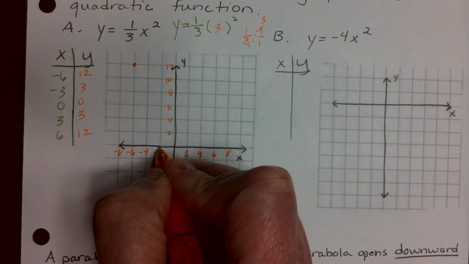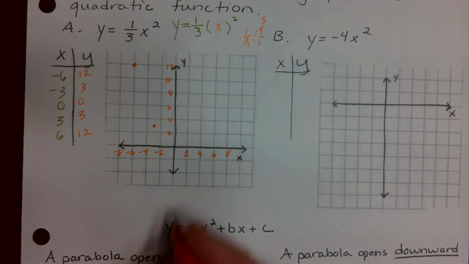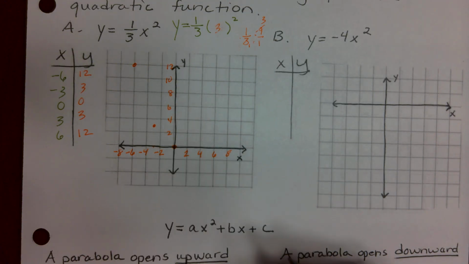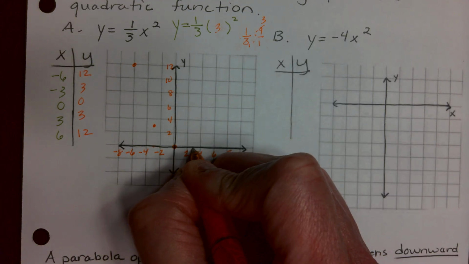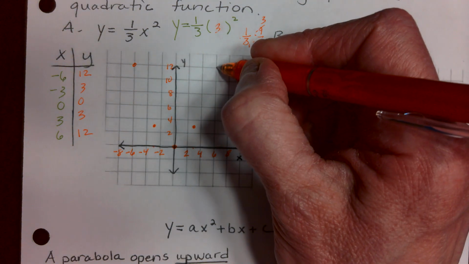-3, 3, so -3, 3 would be between here and then between there. 0, 0 is right here. 3, 3, go over 3 and up 3. And 6, 12, 6, 12.